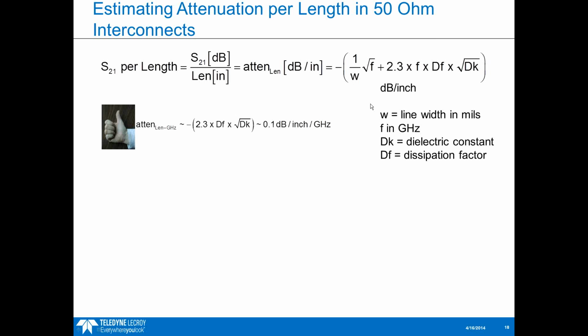If you plug in the numbers here for FR4, a good rule of thumb, and this is not an exact figure, but it's a good rule of thumb to use for FR4 is 0.1 dB per inch per gigahertz. So that's a great number to use if you want to just get a rough estimate of what the loss is going to be in a channel, or you're looking at a measurement, an S parameter file, and you want to just quickly check in your head if it makes sense what you're seeing. You can use this figure of 0.1 dB per inch per gigahertz.